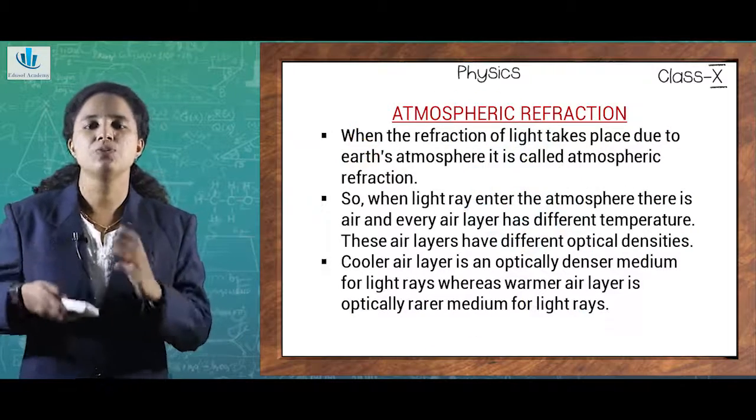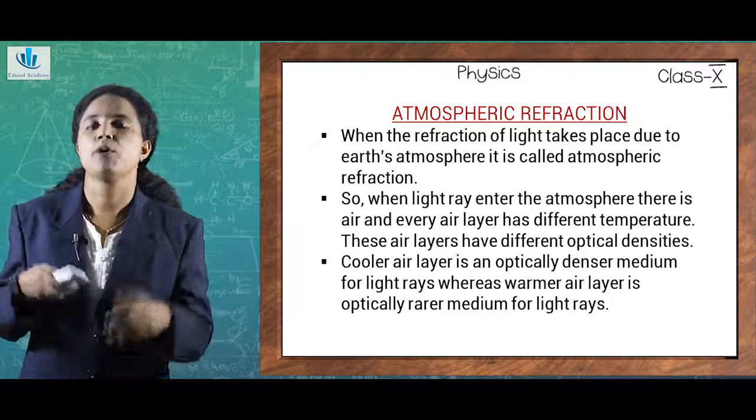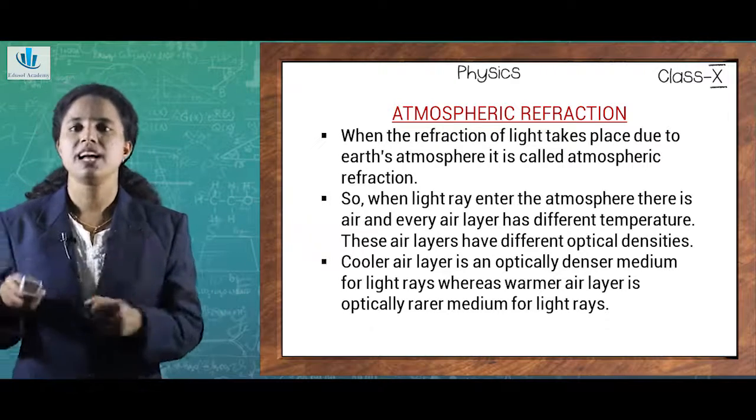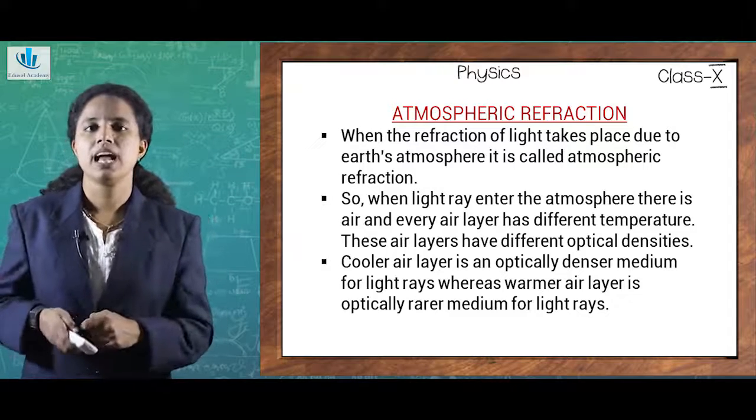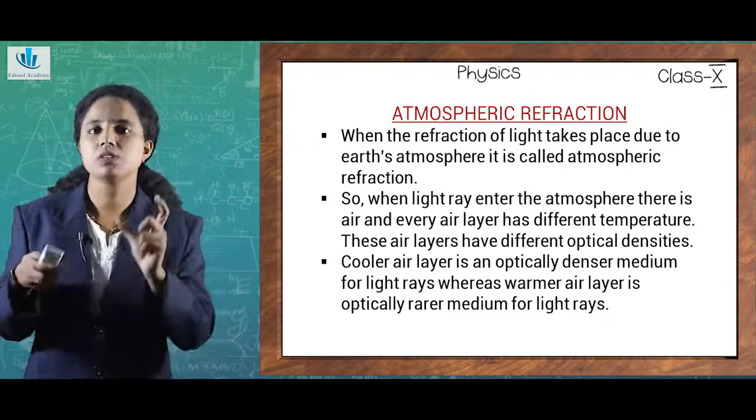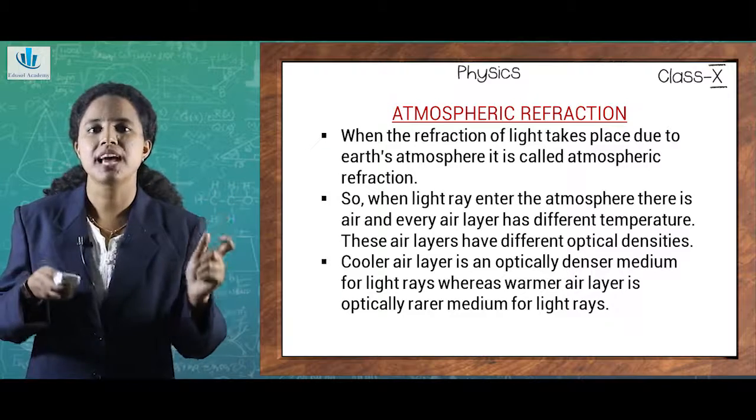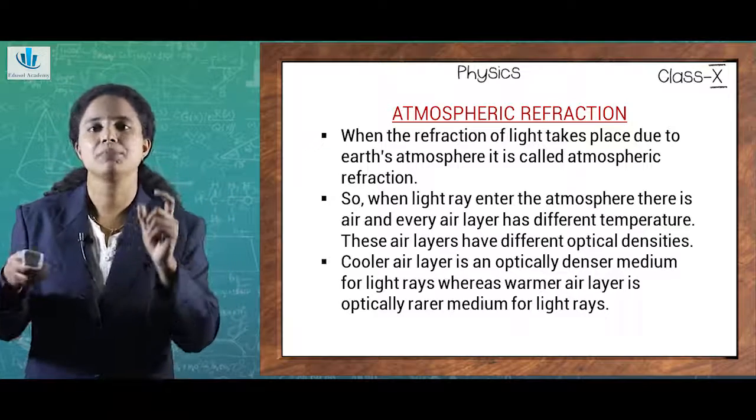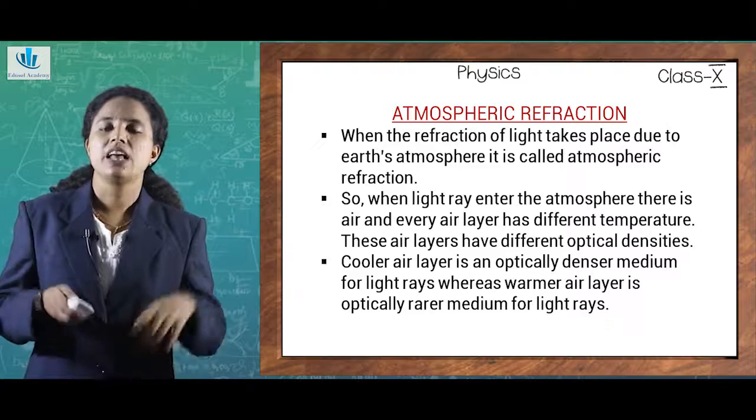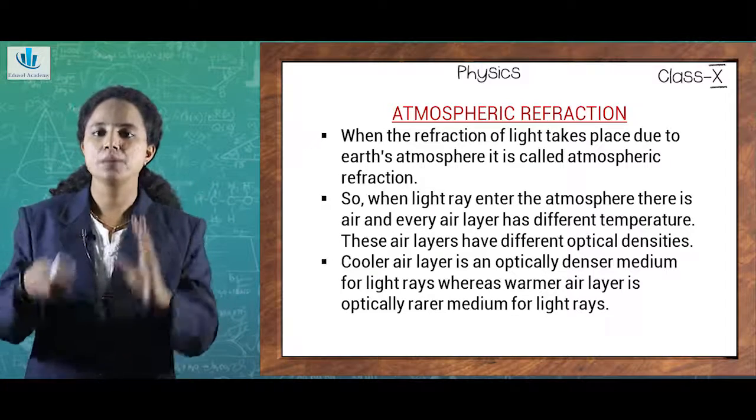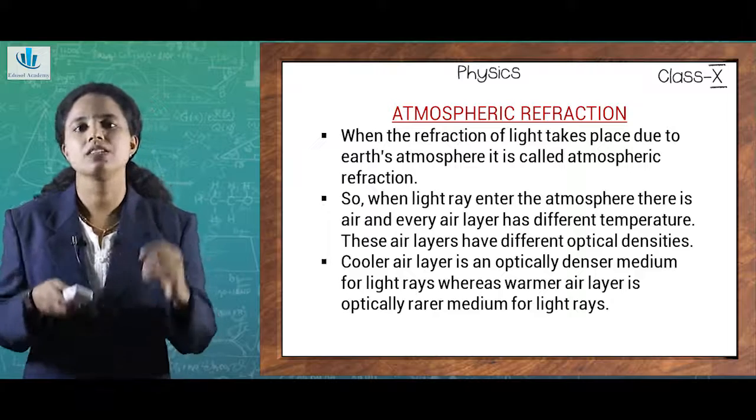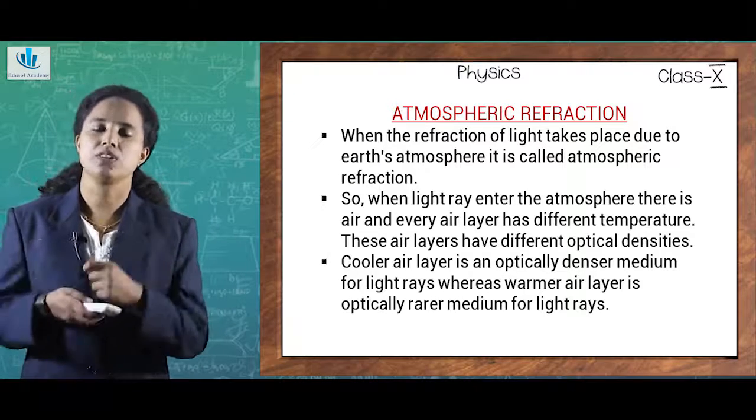So now we need to discuss atmospheric refraction. That is the refraction that happens in the atmosphere. As the name suggests, atmospheric refraction means refraction that happens in the Earth's atmosphere. That is, when light rays are refracted in the Earth's atmosphere, it is called atmospheric refraction.